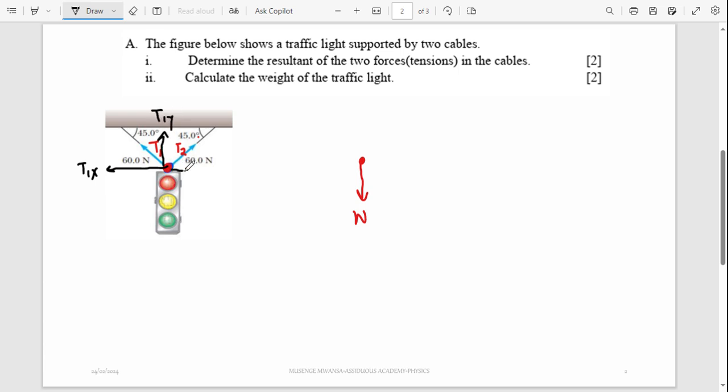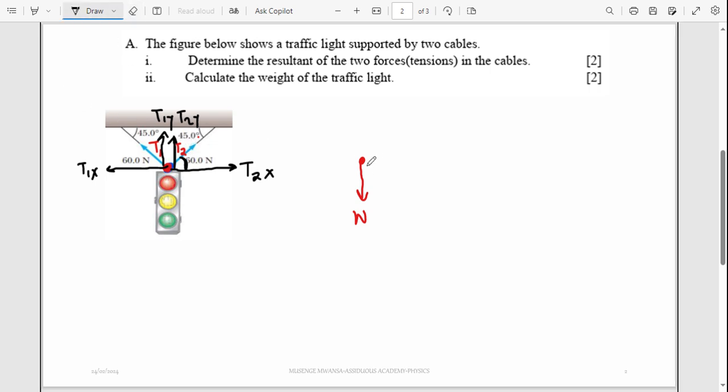Same way with T2, there's going to be a component in this direction. That is going to be T2X. There's also going to be a component going up. That is going to be T2Y. Because the angle here is 45, meaning that also here the angle is 45. That is what we need to take note of.